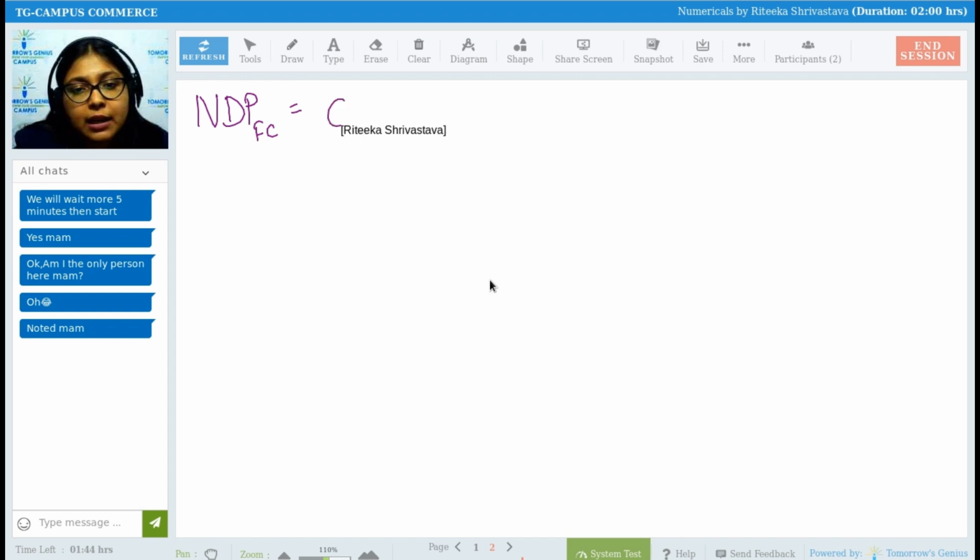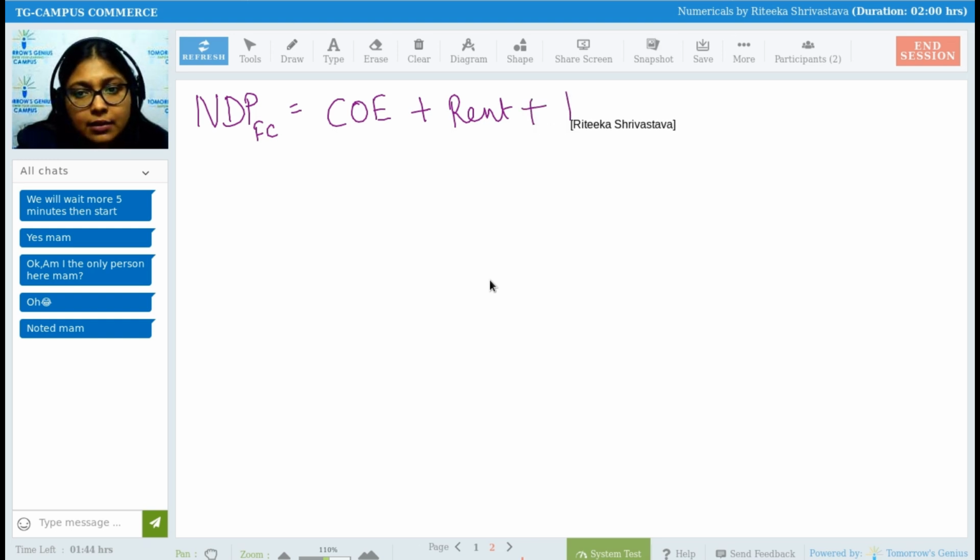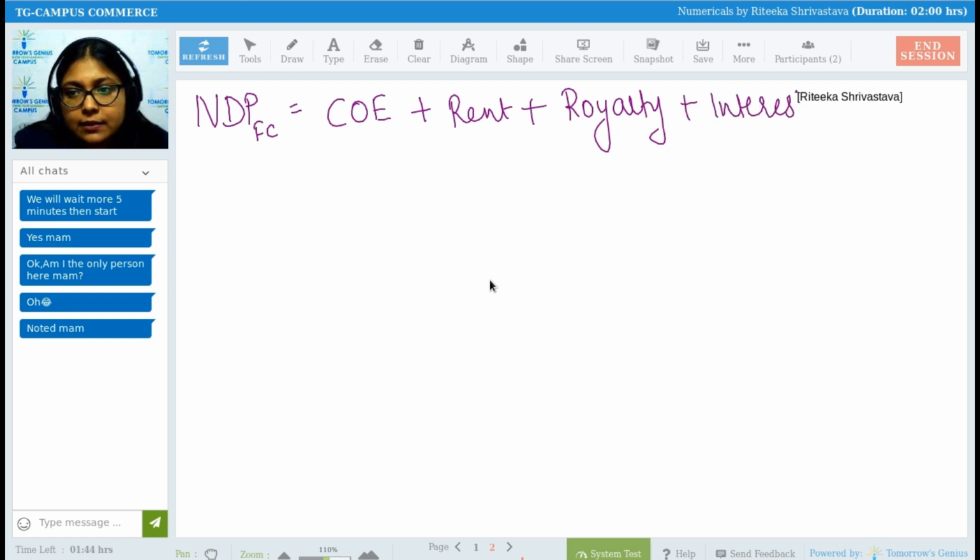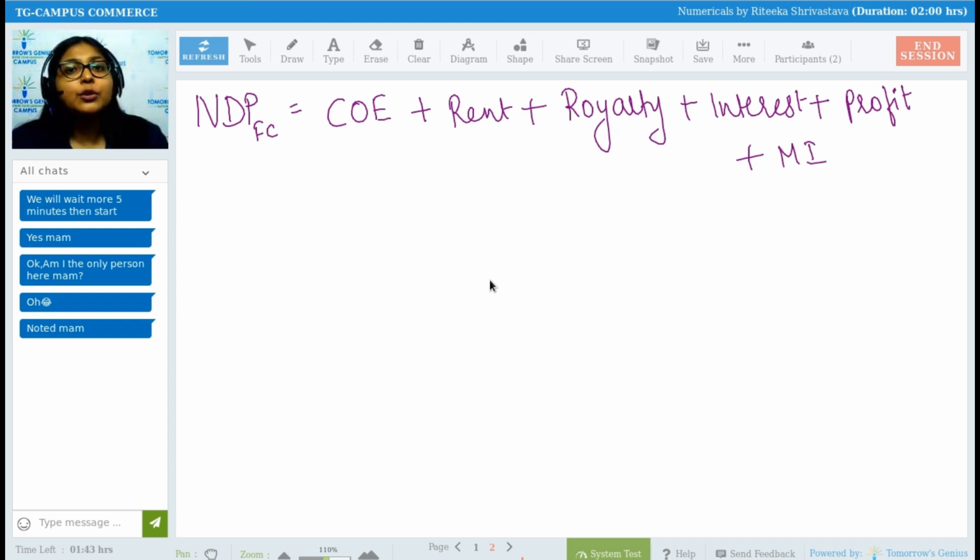Okay. So the formula is COE. COE stands for compensation of employees, plus rent, plus royalty, plus interest, plus profit, and plus mixed income. This is the formula to find out national income under the income method.